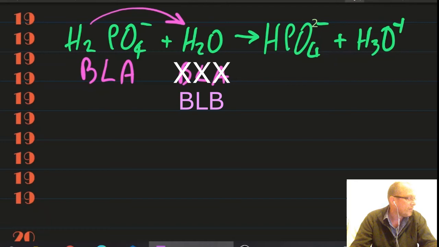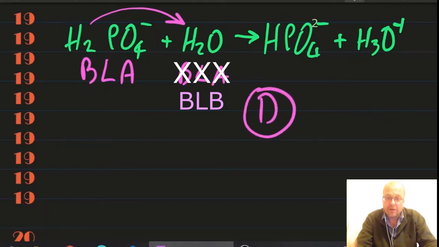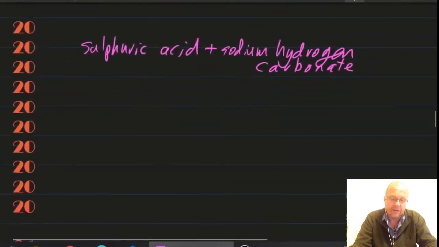So what have we got? HPO4. So that looks like D, 19D. If it was an equilibrium sign, then there'd be a Bronsted-Lowry acid and a Bronsted-Lowry base on both sides. But in this case, there's no equilibrium. So it's just on one side, the reactant side.